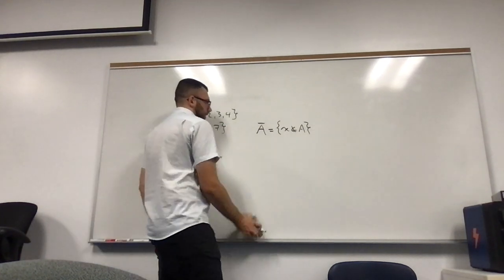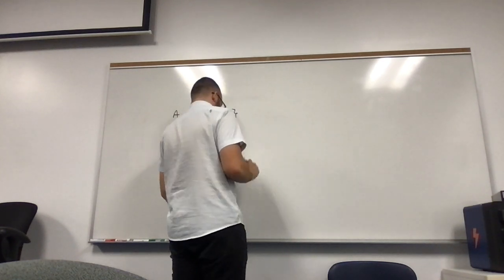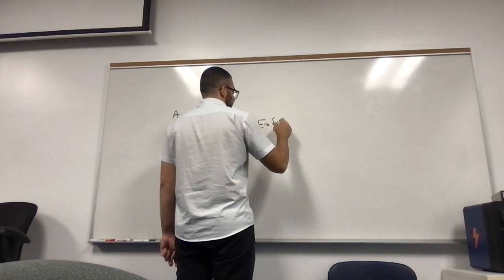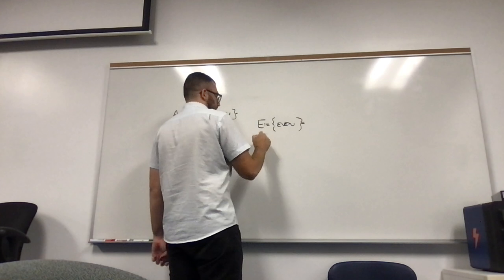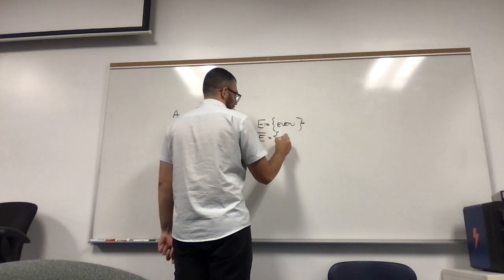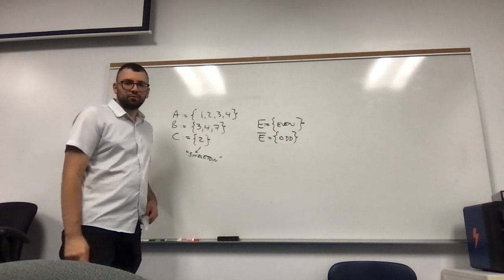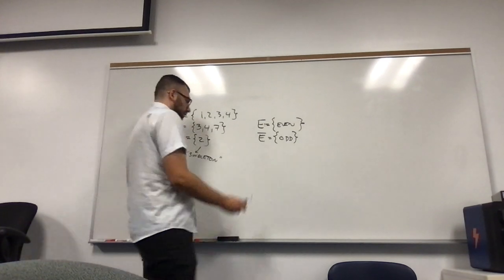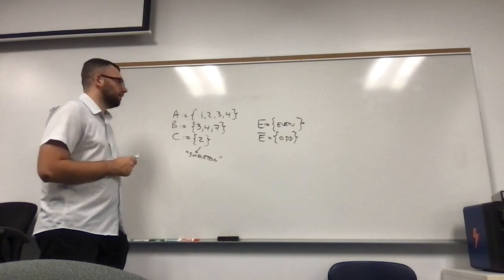Okay, well, let's give an example. Let's say that E is defined to be the set of all even numbers. Then E bar is the set of all odd numbers. So if a number is not even, then it's odd, right? Okay, so we've got that.